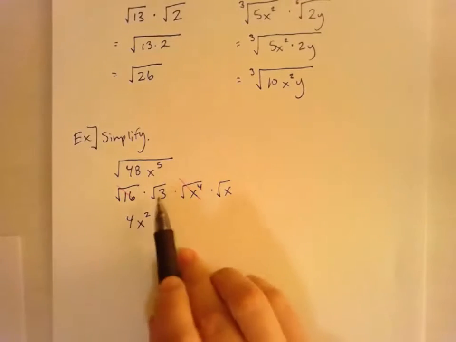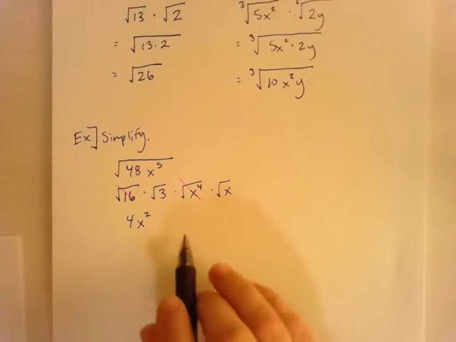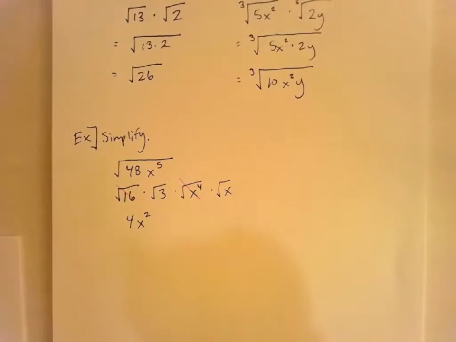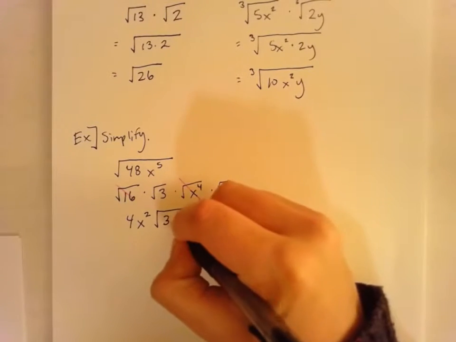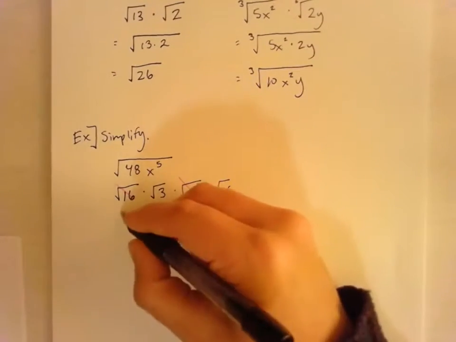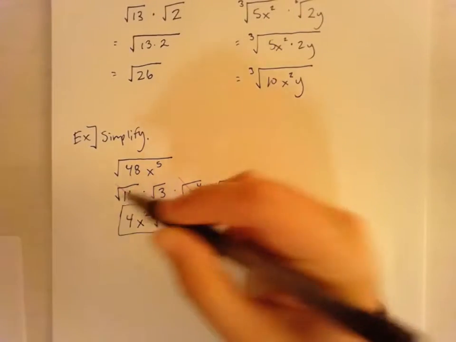And now I'm left with two things I cannot simplify. The square root of 3, can't do anything with that, and the square root of x, I can't do anything with that. Those won't simplify at all. So I have to write them in a radical still. Square root 3x, and this is my final answer.